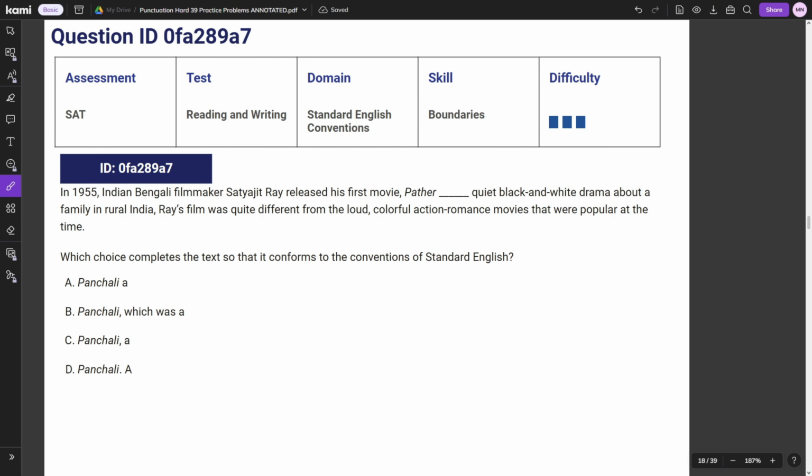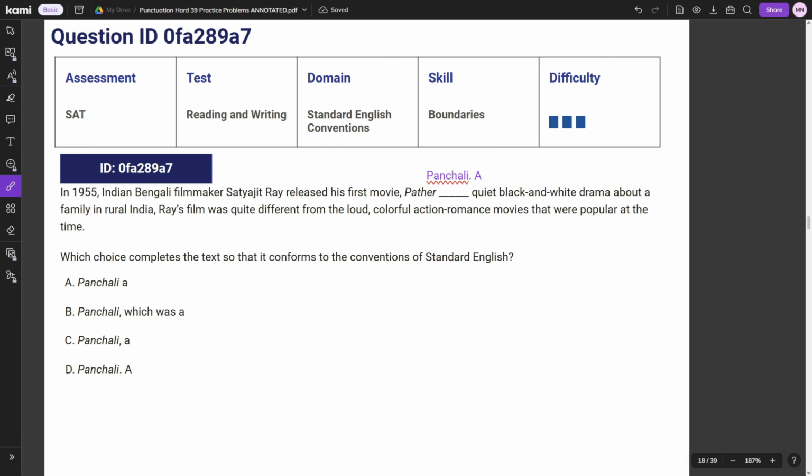Question number 18, let's look at our answer choices. Once again, we have one answer choice with a period. If there's only one answer choice with a period, colon, or semicolon, that's most likely going to be our answer. So we know that most likely D is going to be our answer. But of course, let's go ahead and plug it in and see if it would make sense.